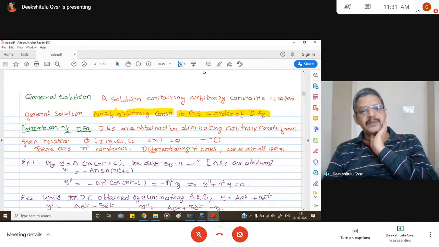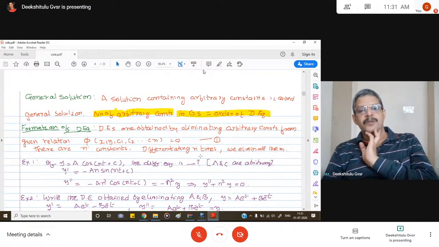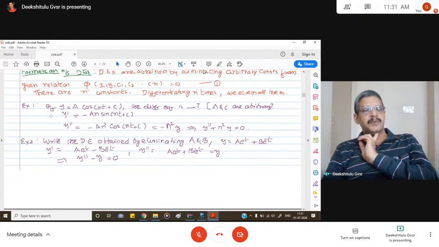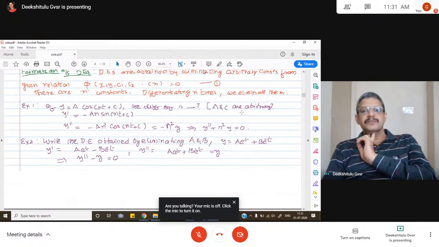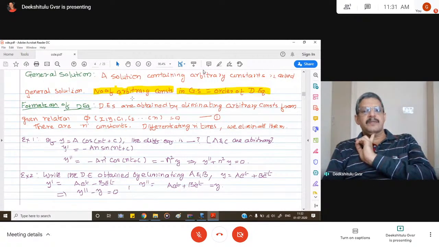Here, how many constants do we have? c1, c2, ..., cn. So there are n constants. By differentiating this function n times, we eliminate the n constants. So when we differentiate n times, we get an nth order differential equation. Example: y is equal to a cos(nt plus c). What is the differential equation corresponding to this? Here a and c are arbitrary constants to be eliminated. We have two constants, a and c. So how many times do we have to differentiate? As per this principle, the number of arbitrary constants in the solution equals the order of the differential equation, so differentiating as many times as there are constants.